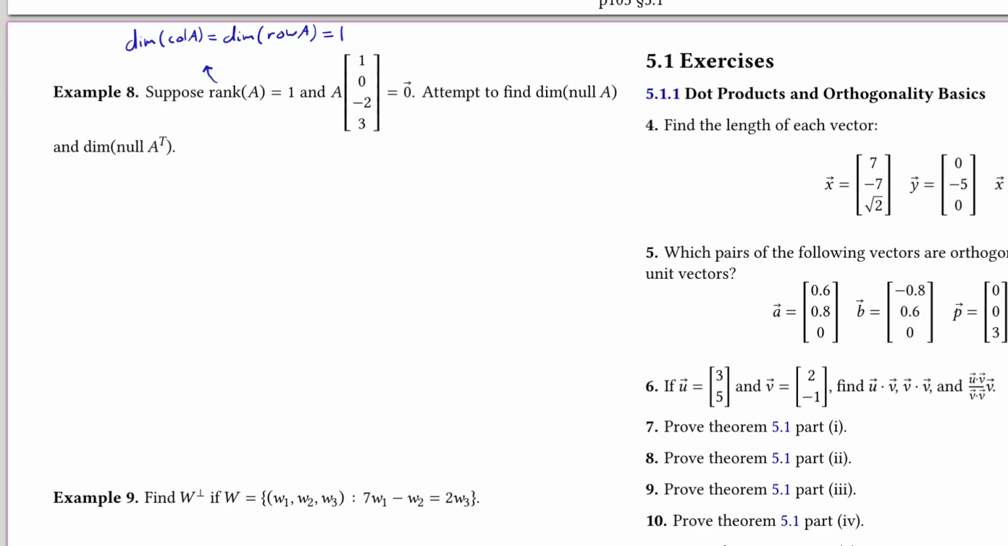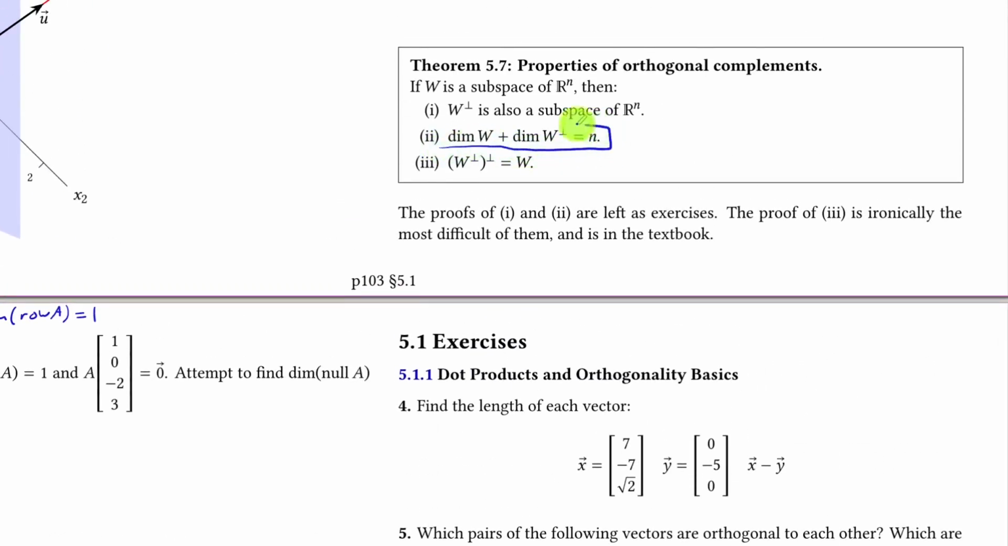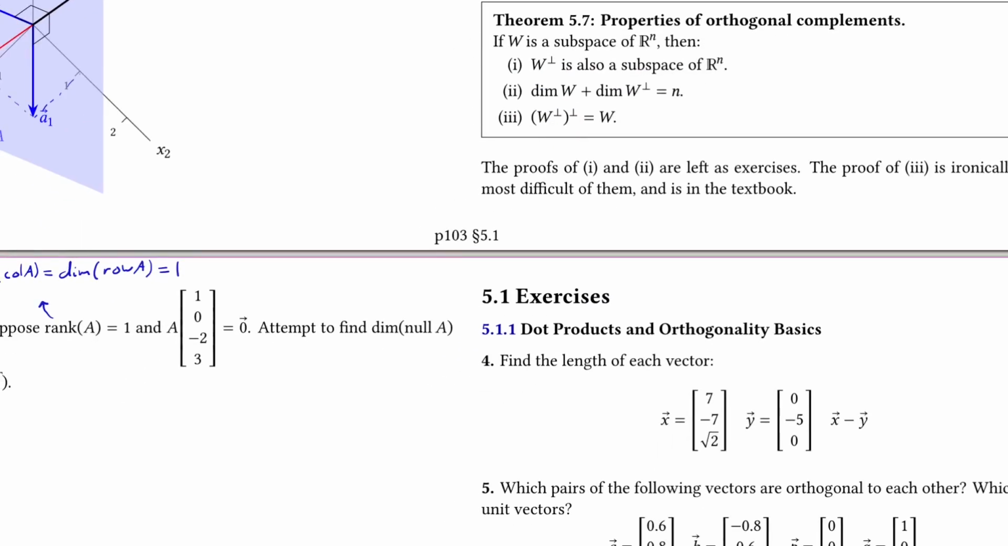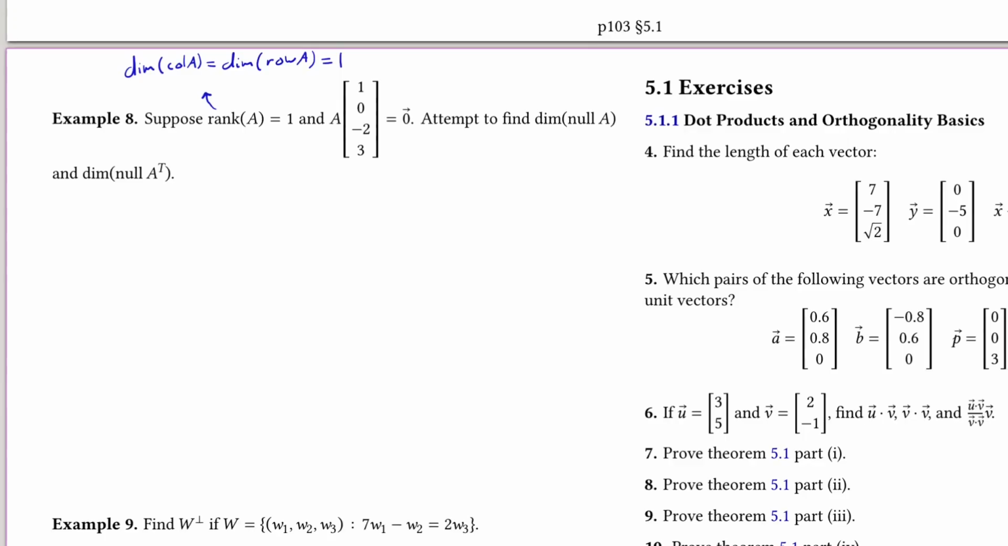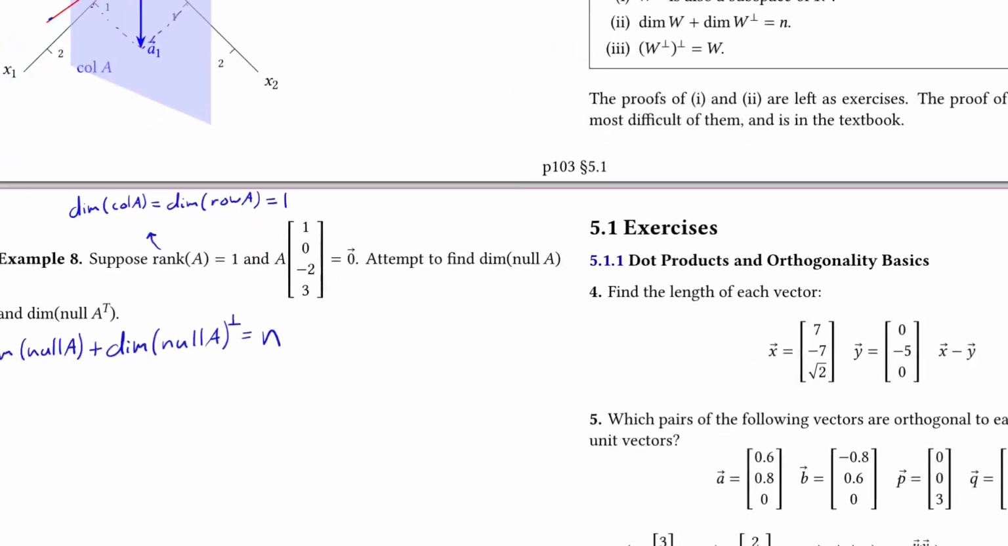So what can we say? Well, we want to find the dimension of the null space of A and the dimension of the null space of A transpose. Well, let's see. Maybe we can use this theorem about dimensions of things. Let's start with the dimension of the null space of A. We know the dimension of the null space plus the dimension of the orthogonal complement of the null space is equal to n, which is the number of entries in the vectors in W. But what is that in this case?